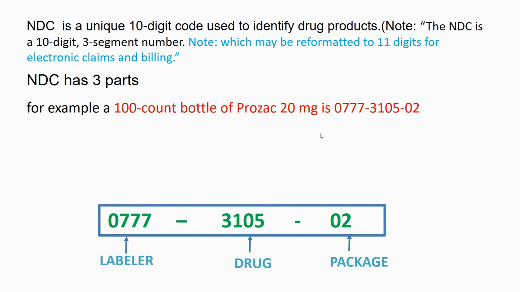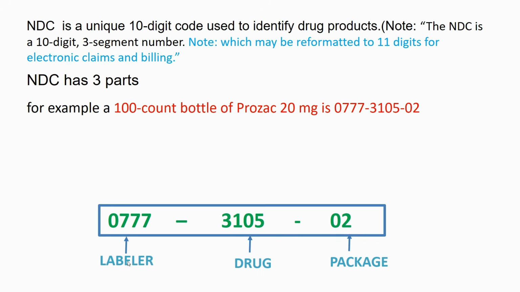So here you have this NDC code. NDC code is National Drug Code, a unique 10-digit code for identifying drug products. So that is divided into 3 segments, which is labeler, drug, and package. Just to let you know, some students have asked, if you are reformatting for FDA billing electronic claims, you have to add 0 before the labeler. So in that case, NDC code will be 11 digits. Otherwise, standard NDC code is 10 digits.